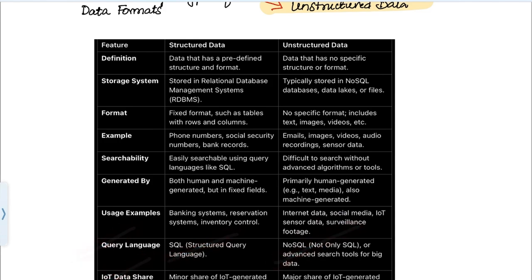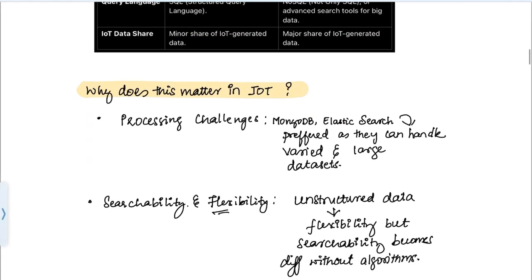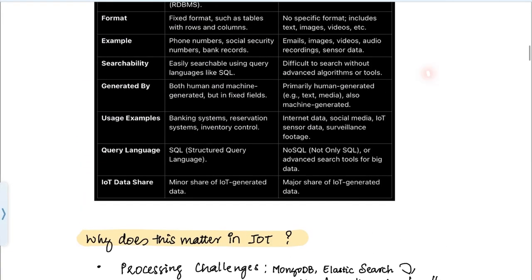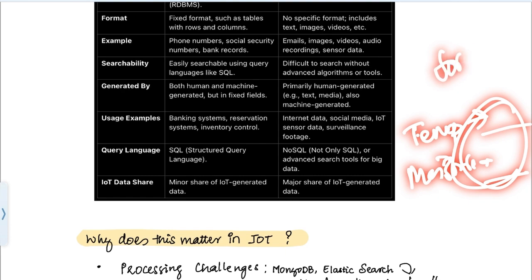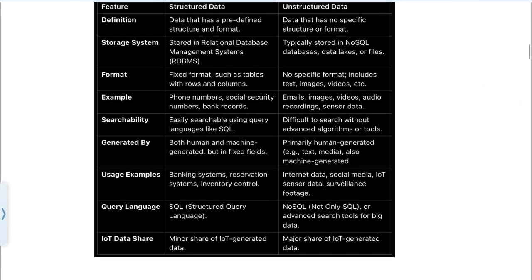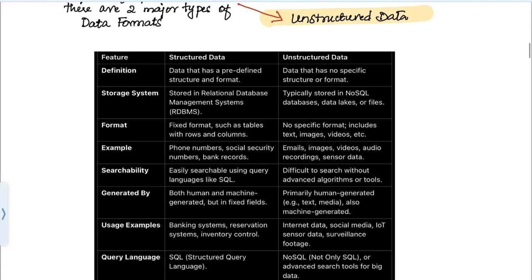IoT data share. Speaking of IoT data share, we can say that structured data will have a minor share, whereas unstructured data will have a major share. Unstructured data will have a major share because whatever data you are accessing through the sensors need not be of the same data type. Suppose from the temperature sensor you get one type of data, and from the moisture sensor you get another type of data. Are these two data of the same format? I don't think so. In that case, we'll be making use of unstructured data. Okay, that's what the difference here speaks of.